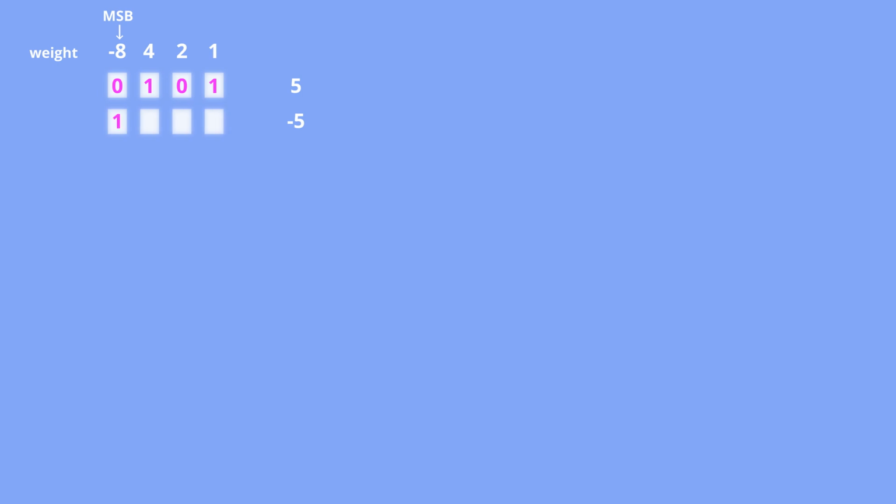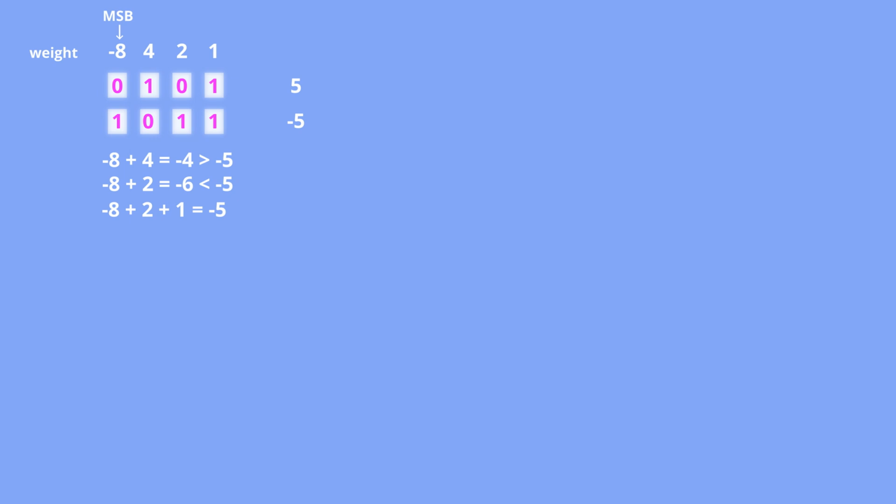For negative 5, we need to take negative 8, because it is the only way to obtain a negative number. We don't need to take 4, because negative 8 plus 4 is greater than negative 5. We need to take 2, because negative 8 plus 2 is less than negative 5. We need to take 1, because negative 8 plus 2 plus 1 equals negative 5.